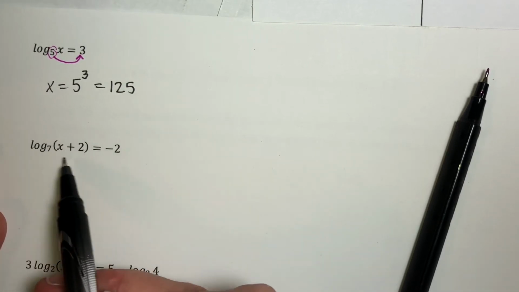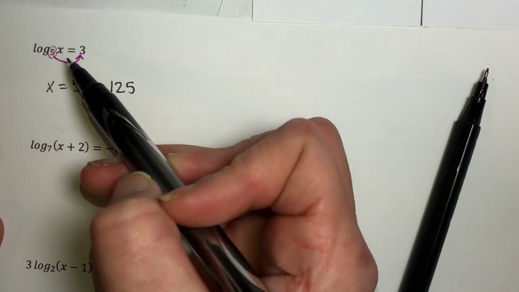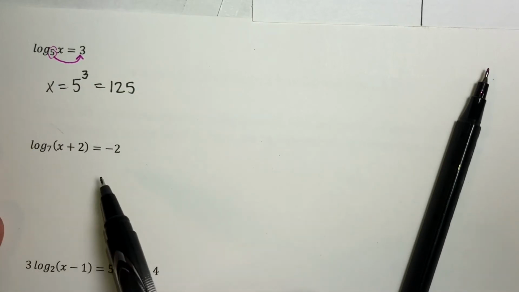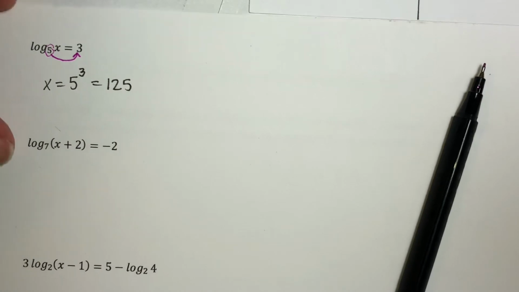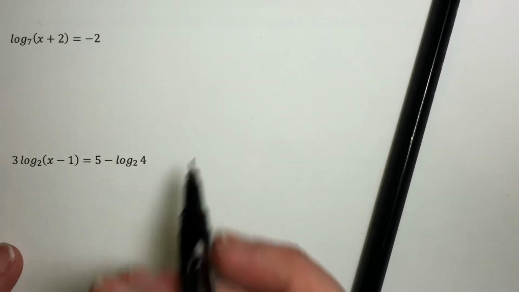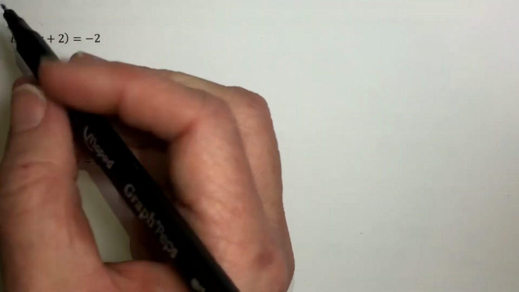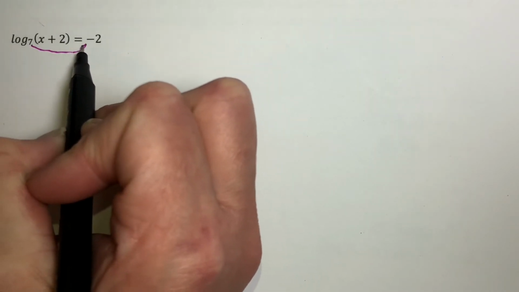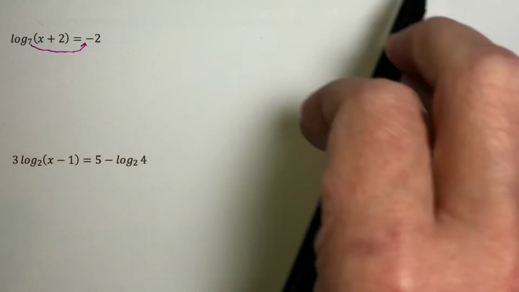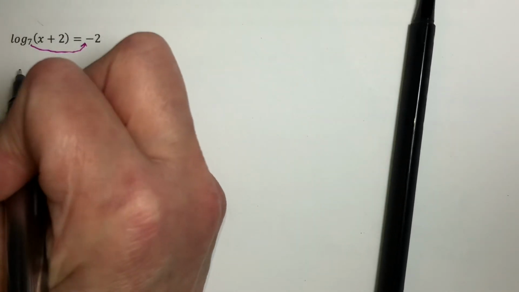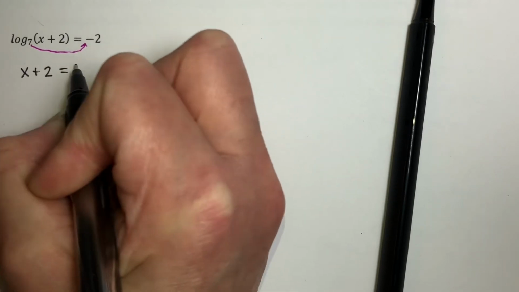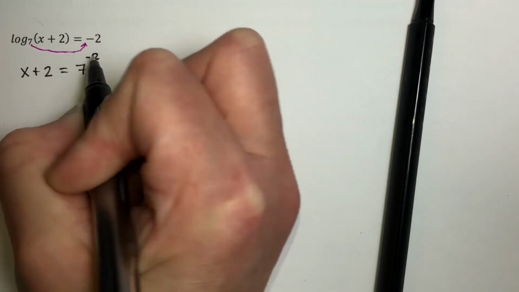Our argument is more complicated than just an x. So once we get to basically this step, we'll have a little bit more algebra to do. But we're going to be fine. Okay? So again, I'm going to get this out of the argument of the logarithm by moving this 7 over here, and this is going to become my exponent. So I will have x plus 2 is equal to 7 to the -2 power.